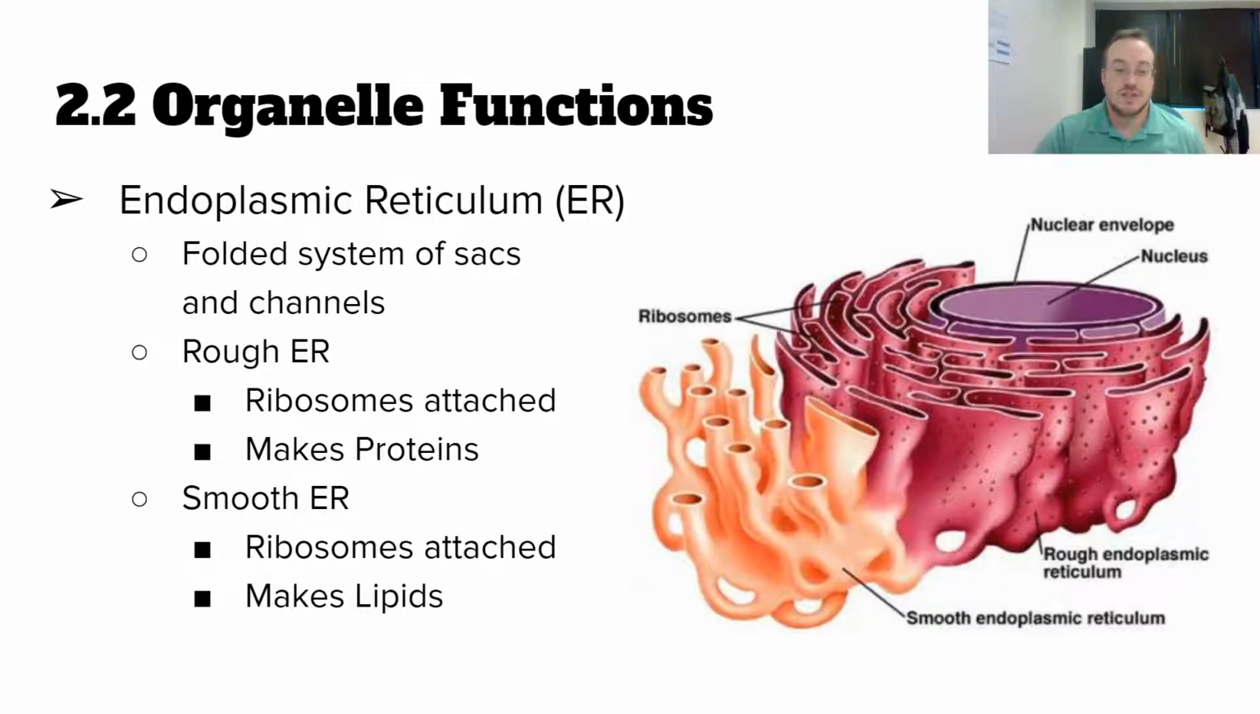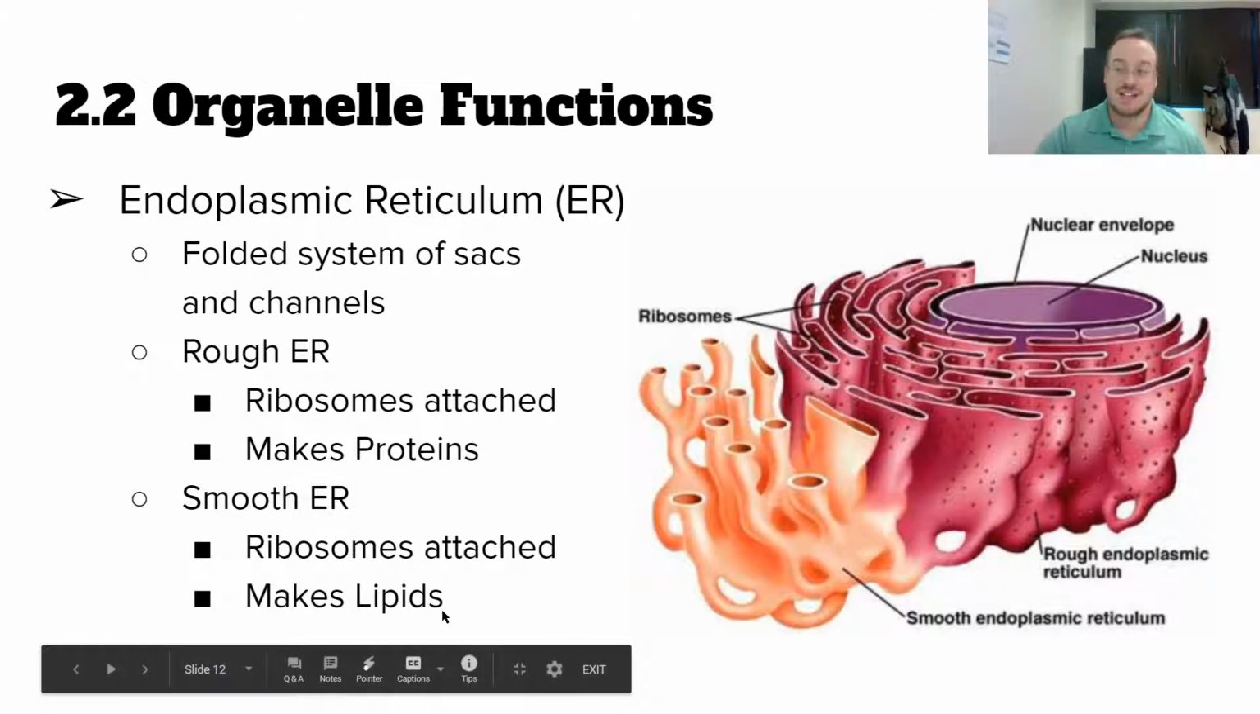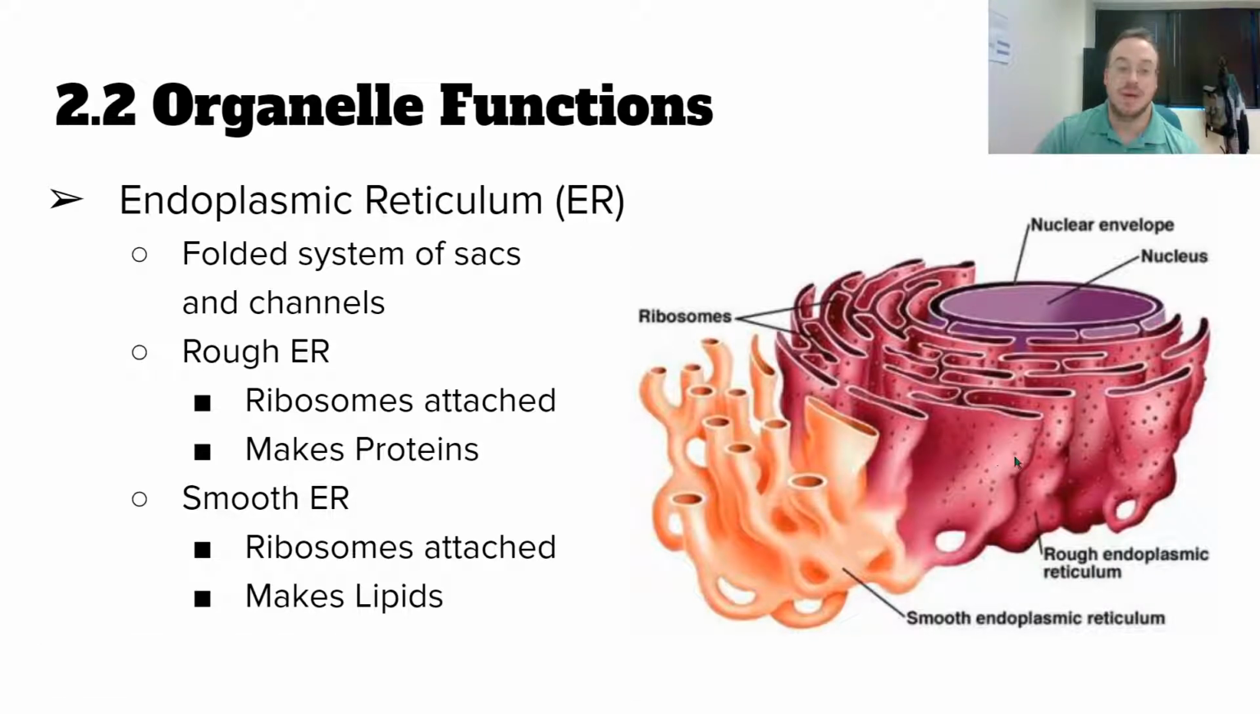So lipids is a term that can describe fat cells or fatty acids or fats. Okay, I know that's kind of complicated. Don't worry about it too much. Just for now, remember that the smooth ER makes lipids, the rough ER makes proteins. Remember, because we're talking about functions here. We want to know what they do.